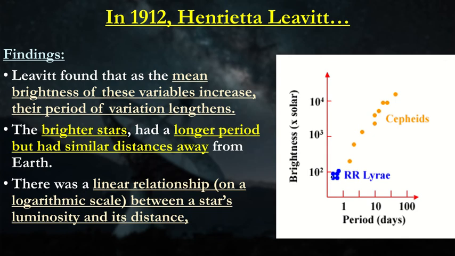You can actually show that on a linear trend: how the brightness of stars, logarithmically speaking, is directly proportional to the period in which the fluctuation occurs. Okay, so that's some of her findings.